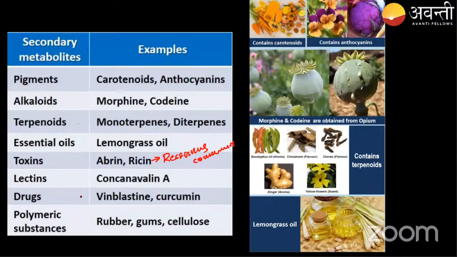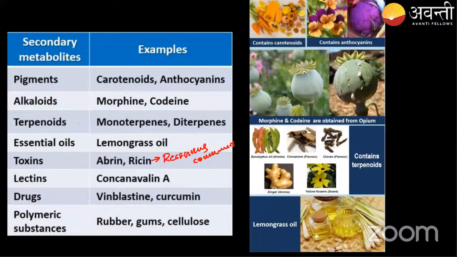Okay, drugs means those which can be useful for some diseases, like vinblastine, which can be used for cancer. Okay, curcumin, which can be used as an antifungal or antibacterial. Okay, or maybe a polymeric substance like rubber, gums, or cellulose. Okay, so all of these things are secondary metabolites, and some of these are examples. Remember, none of these things will help in the growth of the plant.